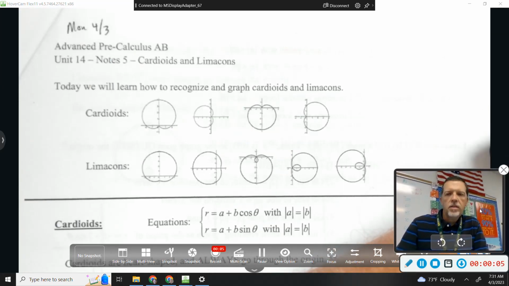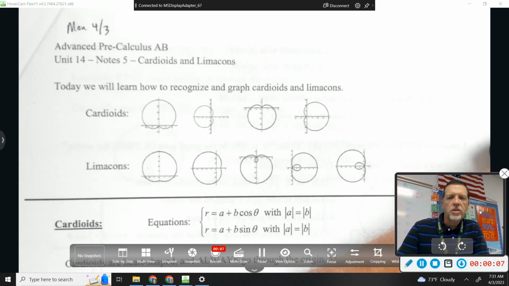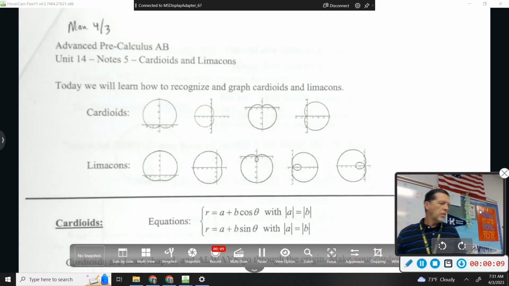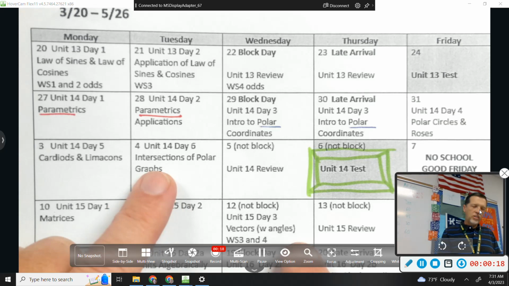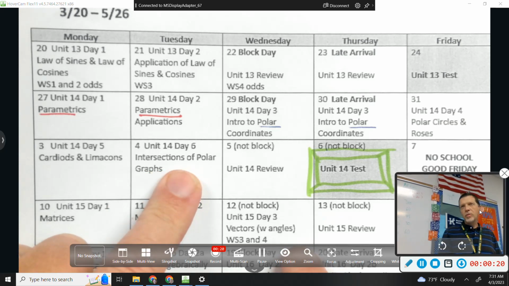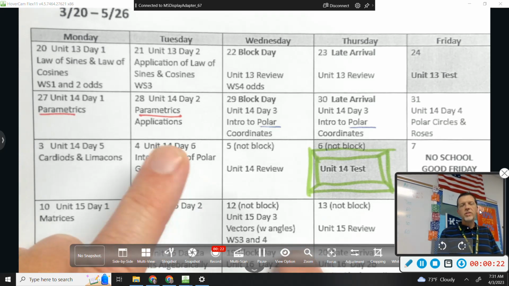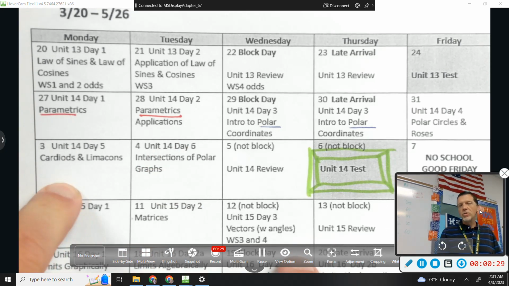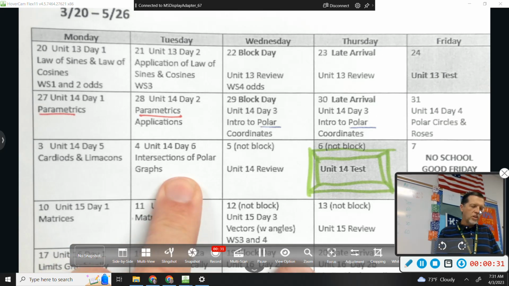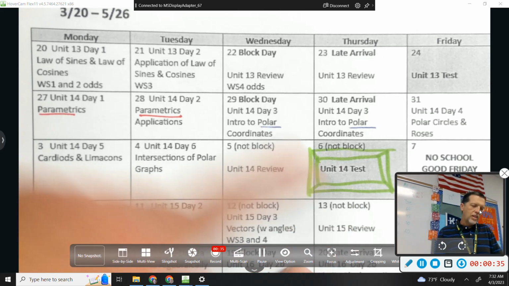All right, so Monday, April 3rd, notes number 5, cardioids and limacons. This is sort of the last new day of stuff. Intersections, you've done intersections before. You set the two equations equal to each other, so you haven't done polar graphs, but tomorrow shouldn't be hard. Today is like the last day of really new stuff. Tomorrow is using stuff you know and a little bit of new situation, and then review on Wednesday, and then test on Thursday.